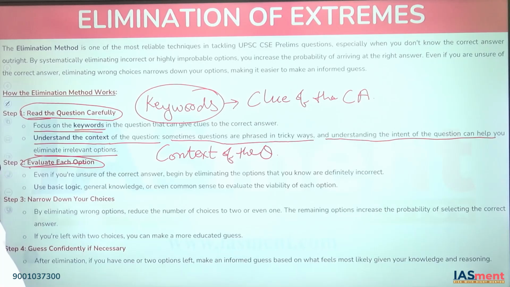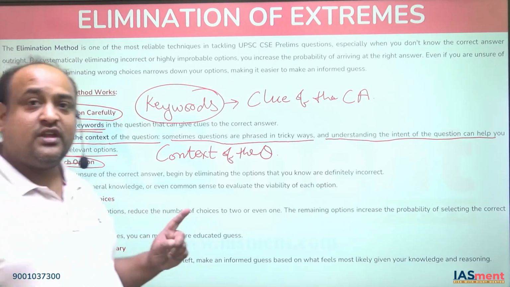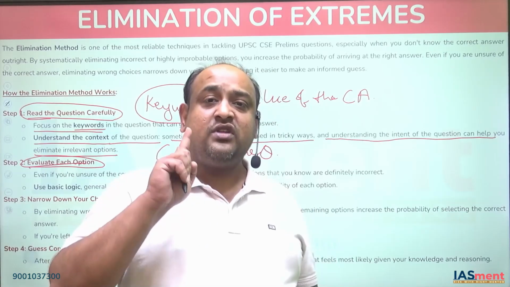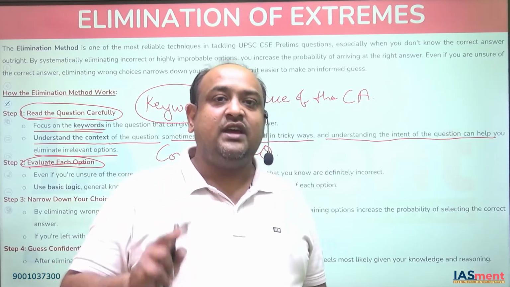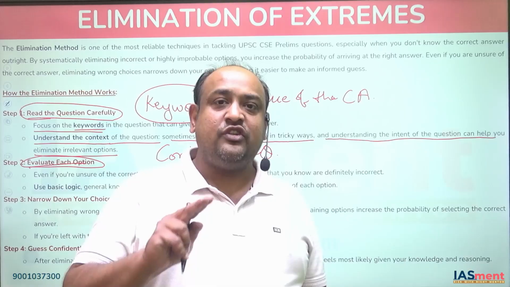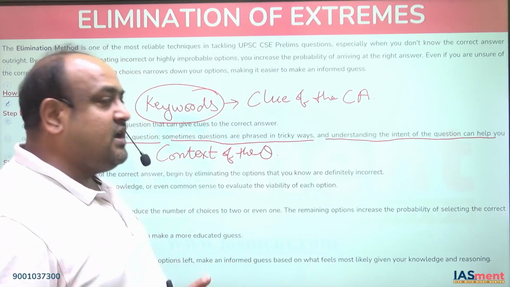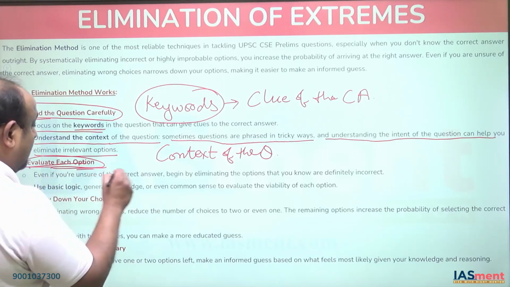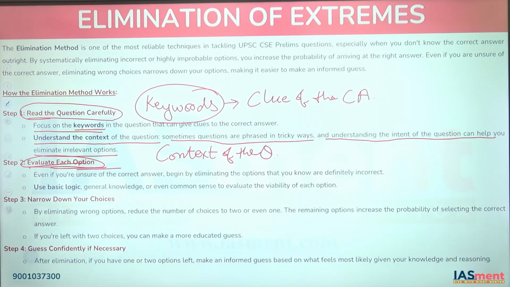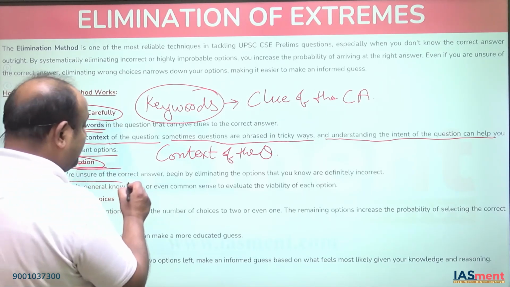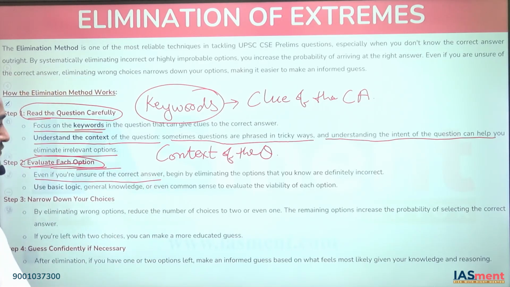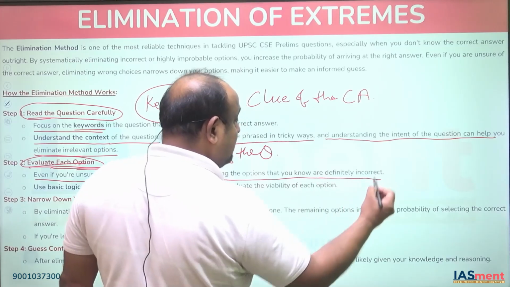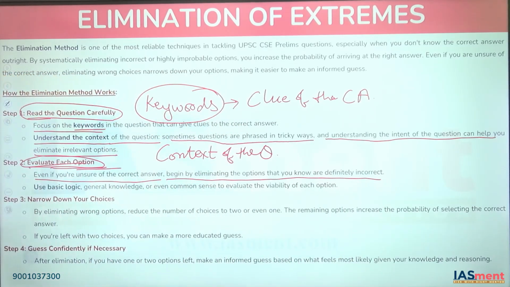Second is evaluate each option. In the second step, the first step is read the question carefully, in which we have to do two things. First is focus on keywords, understand the keywords. Second is understand the question's intent. Okay. Now the second step is evaluate each option. Even if you are unsure of the correct answer, begin by eliminating the options that you know are definitely incorrect.